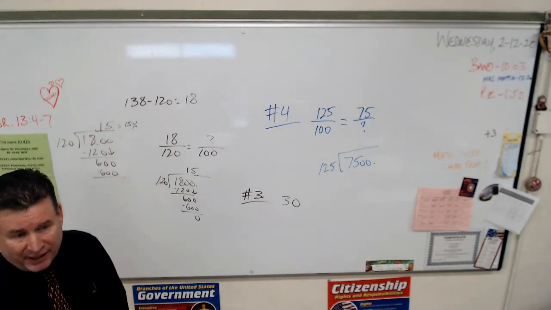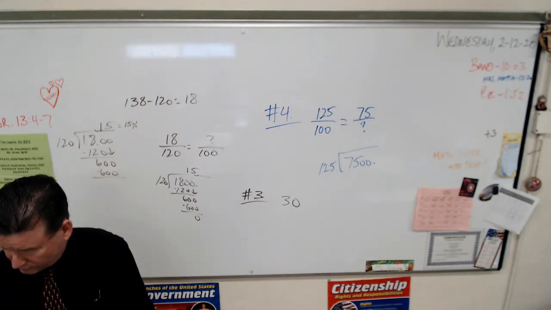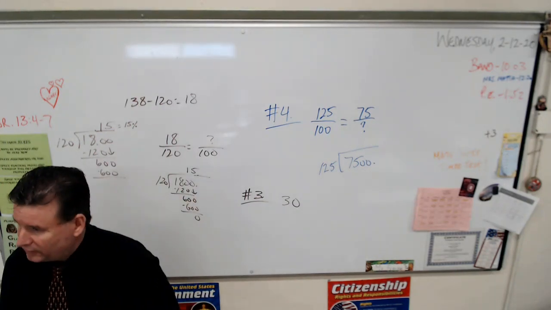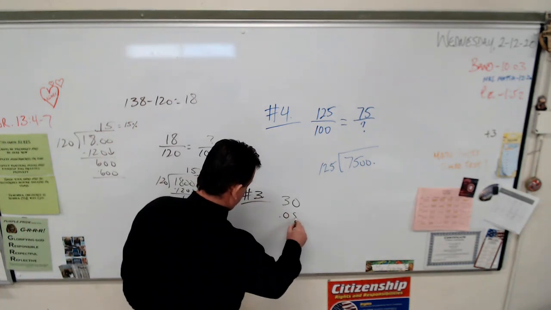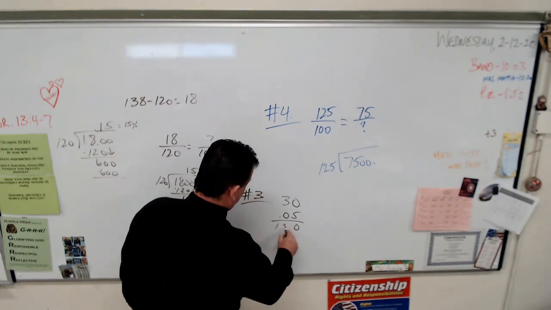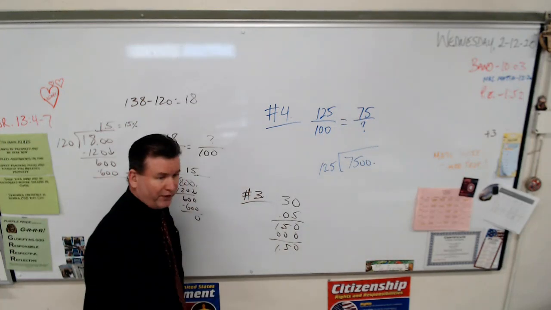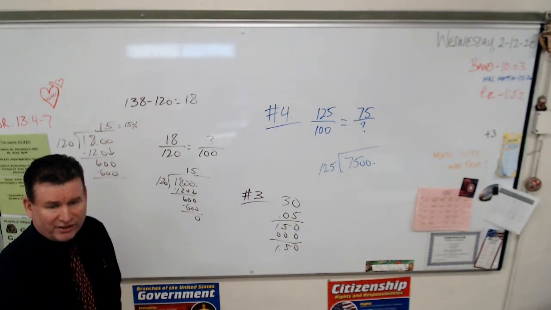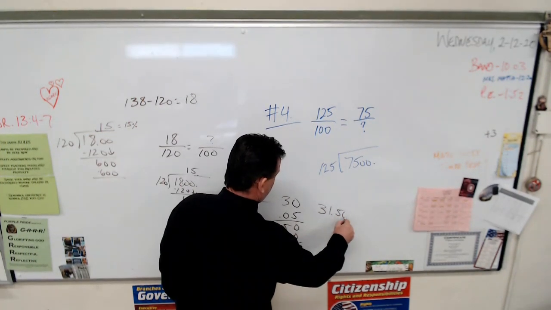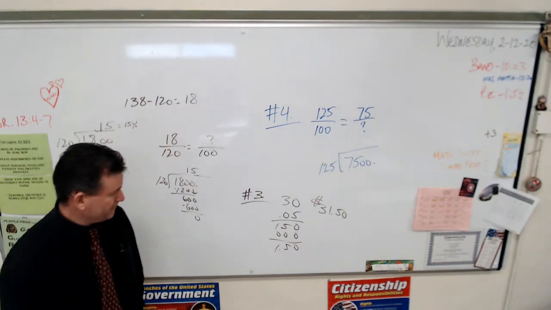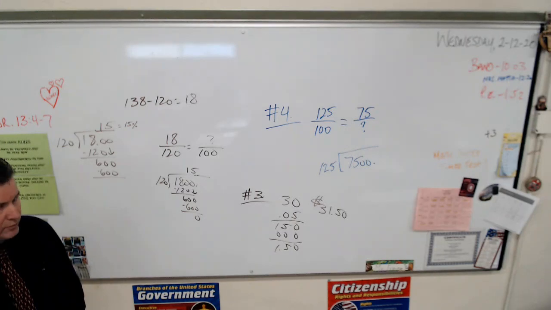The sales tax is, how do you write 5%? 0.05. When I multiply these, I get $1.50. So sales tax gets added to the price. $31.50. So you can still add that to your price.